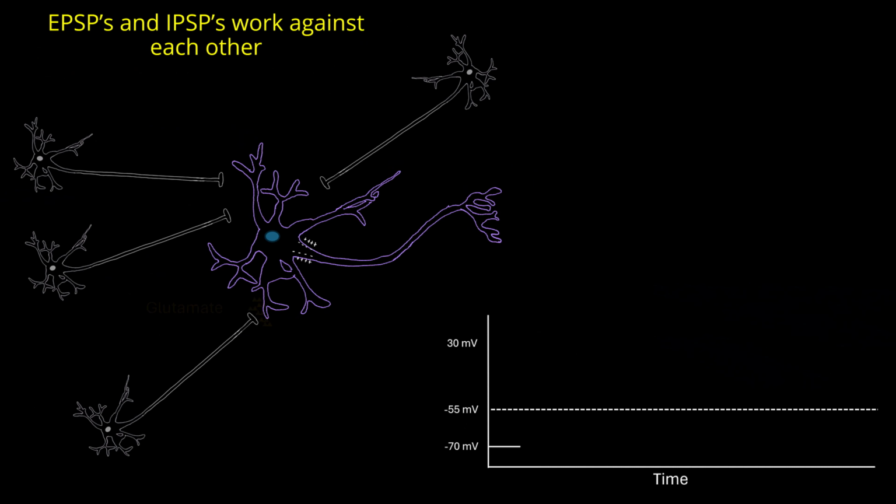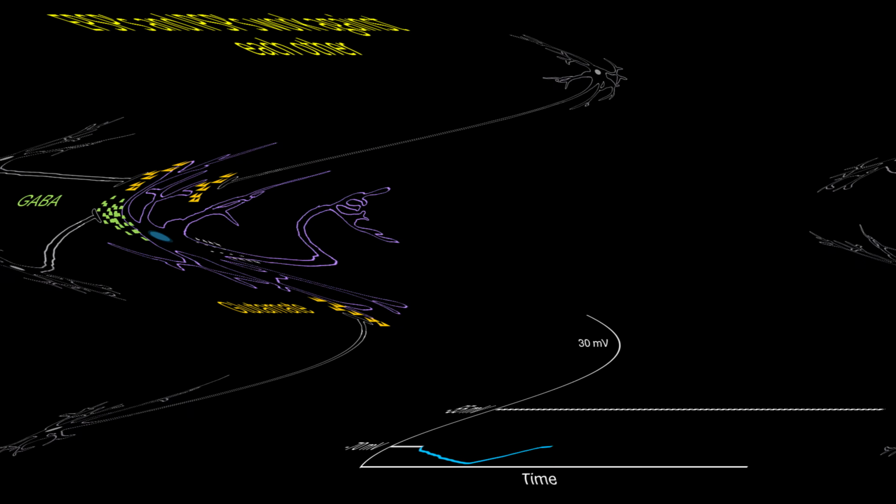Now, a neuron is always receiving excitatory and inhibitory signals. Those signals work against each other. If the excitatory signals are sufficient to override the inhibitory signals, the neuron will fire an action potential. At the same time, if there's strong inhibition in one area of the neuron, that can prevent firing an action potential even if there's a strong excitatory signal.